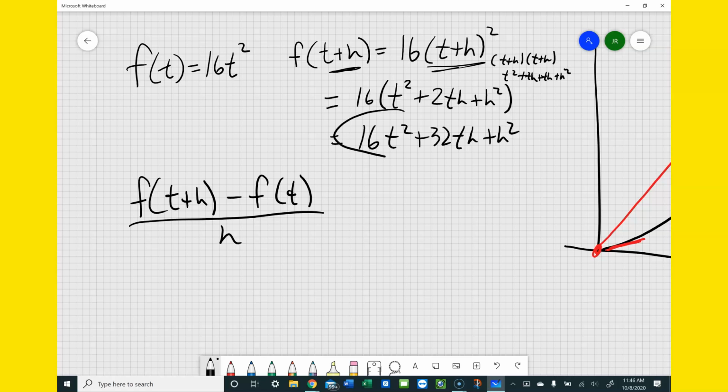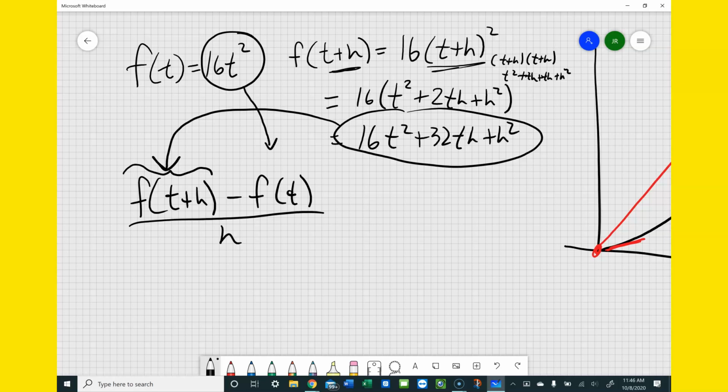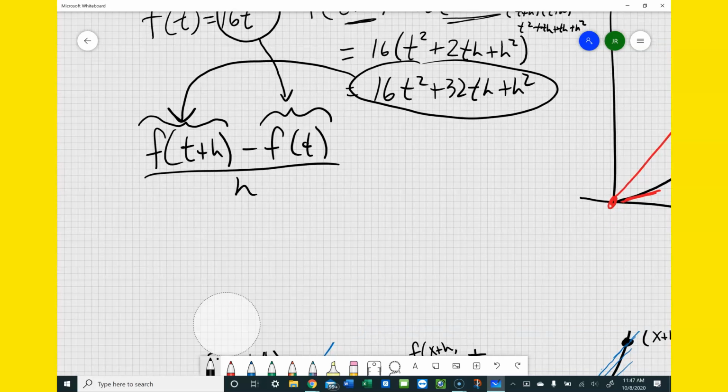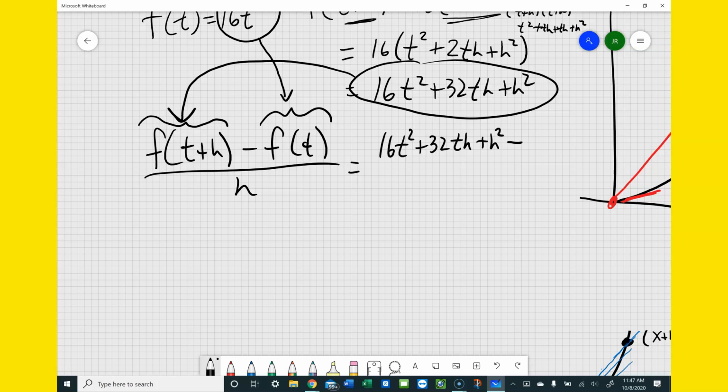So now this is f(t + h), and this is f(t). Let's substitute those expressions in there. That's going to be 16t squared plus 32th plus 16h squared, minus 16t squared. My t's and my pluses are kind of confusing because pluses look like t's.